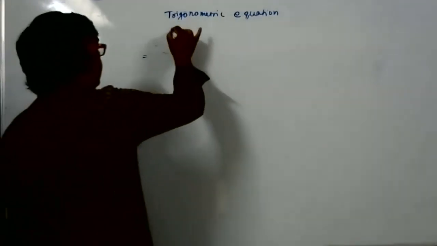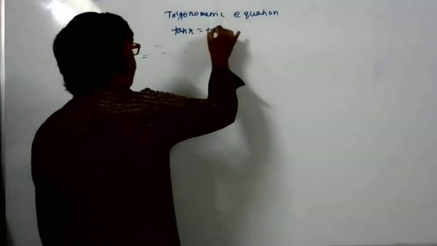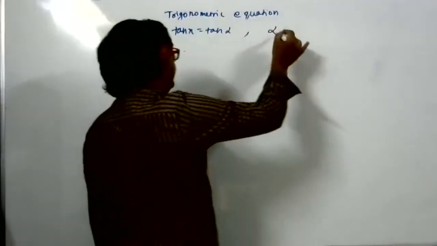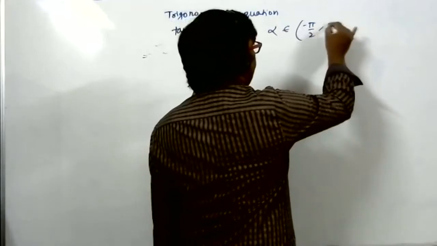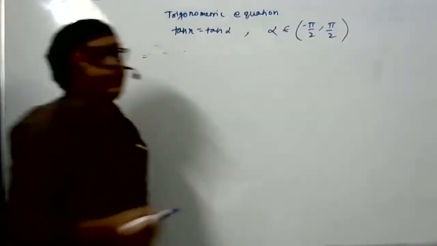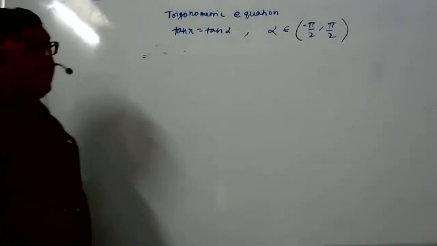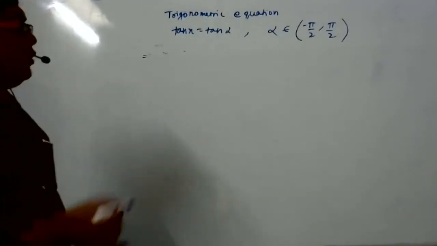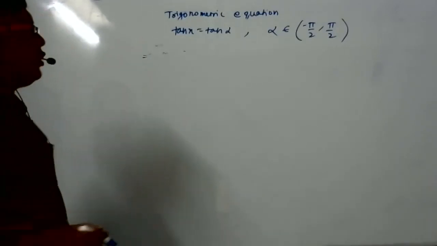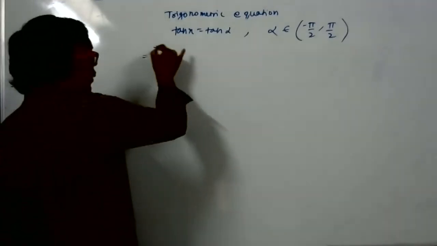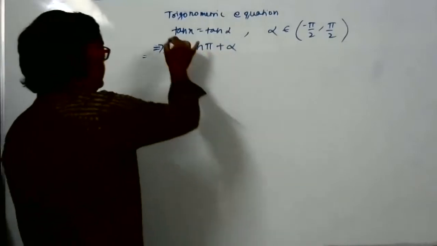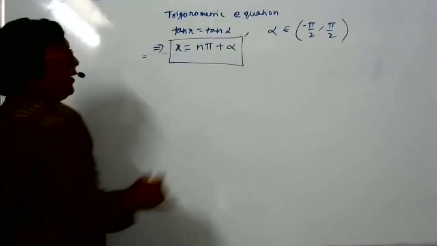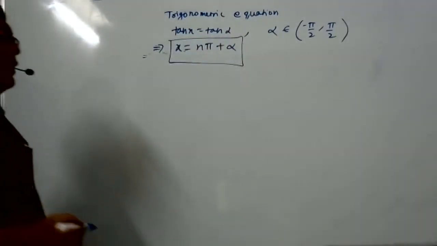tan x is equal to tan alpha. Alpha belongs to the open bracket minus pi by 2 to pi by 2, because at minus pi by 2 and pi by 2, tan is infinity and minus infinity. So that's why open bracket, not close bracket. So if tan x is equal to tan alpha, what is x? X is equal to n pi plus alpha. This is the answer. tan x is equal to tan alpha means x is equal to n pi plus alpha.